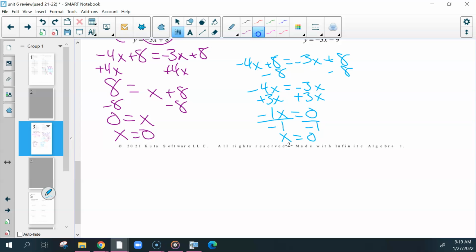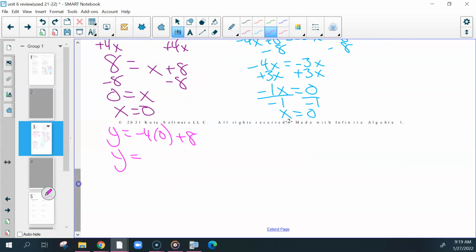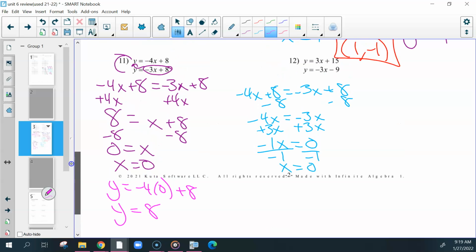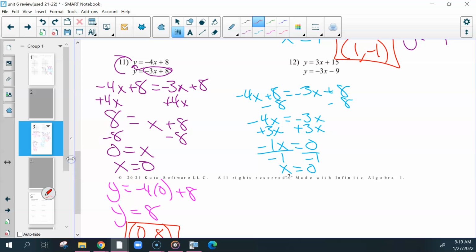Okay. Now that we have x equals 0, we're going to take that and put it back into one of our equations to find y. It does not matter which one. And it would just be 8, which we also could have seen because both of these have the same y-intercept. So when we write our ordered pair as 0, 8, it kind of makes sense that that is the point they share, since they both have the same y-intercept.